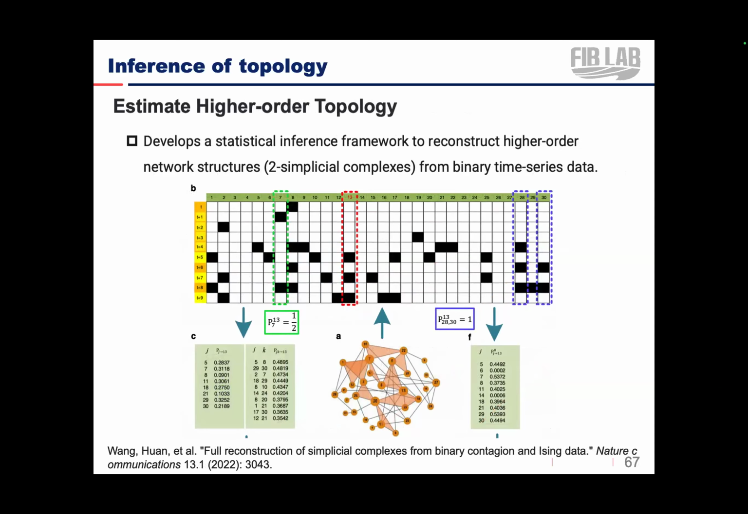Moreover, using binary time series, for example, whether a node is active, we can reconstruct simplicial complexes, identifying 2-simplices or triangles that represent three-node interactions. This statistical approach uncovers hidden community structures or functional modules that pairwise data alone cannot reveal.